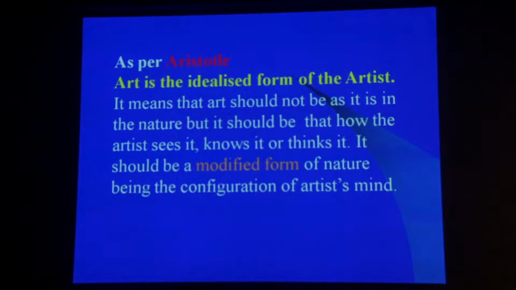It means that art should not be as it is in nature, but it should be how the artist sees it, knows it, or thinks it. It should be a modified form of nature, being the configuration of the artist's mind. So what is there in nature, we are not representing in toto. Then it is not art, this is reproduction. It is the idealized form of the artist, how the artist looks at it. It will be the transformation made by the artist.